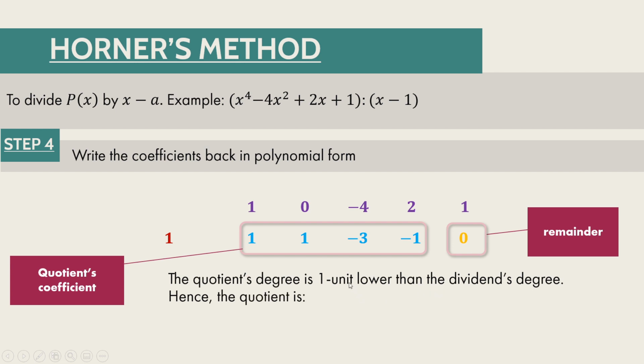So the quotient is 1x to the power of 3 plus 1x squared plus negative 3 times x plus negative 1. Can you see that? Because the dividend is of degree 4, we know that the quotient is of degree 3. So we just put the coefficients into the positions of x to the power of 3, x to the power of 2, x to the power of 1, and the constant term. Can you see that?